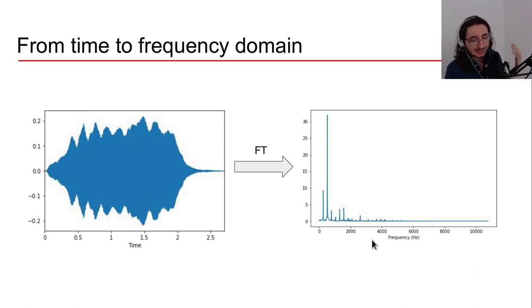So we have a frequency analysis of the very same sound. In other words, on the x-axis, we have frequency. And where you see these spikes, it means that the relative frequencies at that specific hertz are an important component of that original sound. Now the question is, how do we do this? How do we go from the time domain to the frequency domain? Well, that's the topic of today's video at an intuition level.